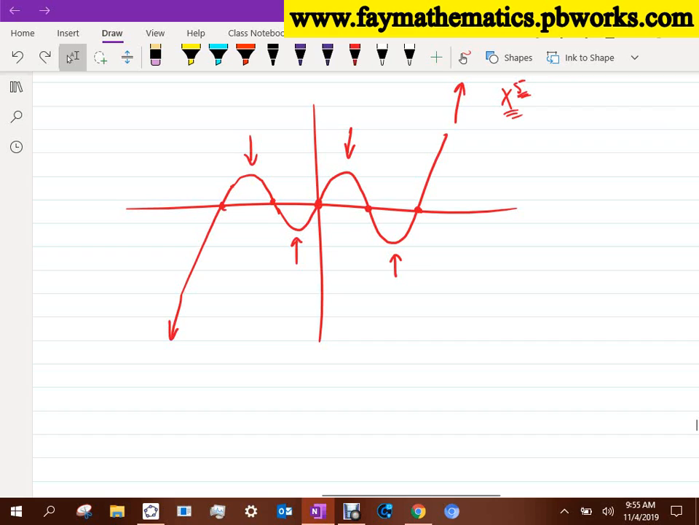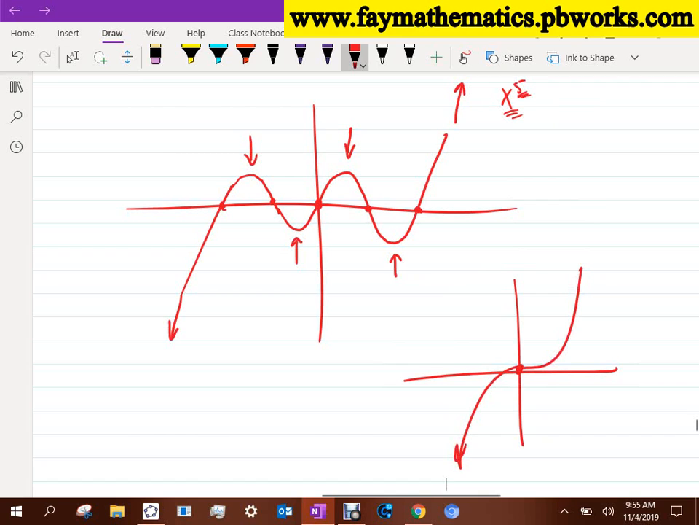So what we learned, now it could have less. It could have only 3. Could have maybe only 1. Does that make sense? Could have 0, with an x to the 5th. If I graph x to the 5th, just x to the 5th, it's going to look like that, right? There are 0 maximums or minimums there. Local maximums, local minimums. Okay?